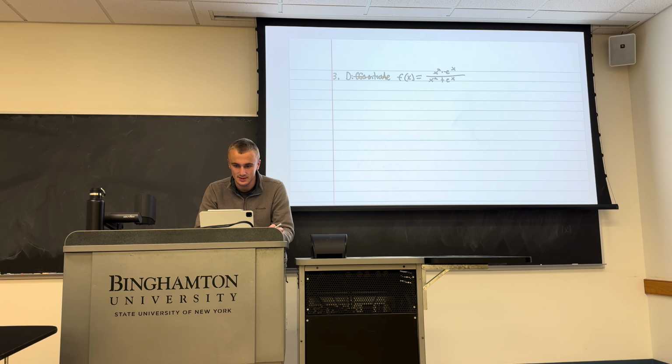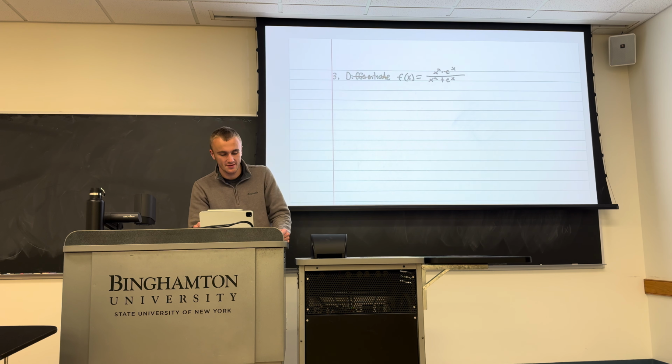So this is the quotient rule that you learned from Calc 1, but it's a little bit more complicated now that we have the exponents here. So we know that the differentiation of this is the bottom term, so x squared plus e to the x, times the derivative of the top minus the top times the derivative of the bottom, all divided by the bottom squared.